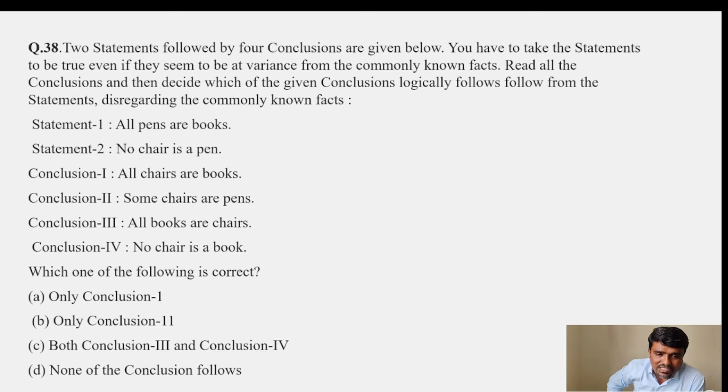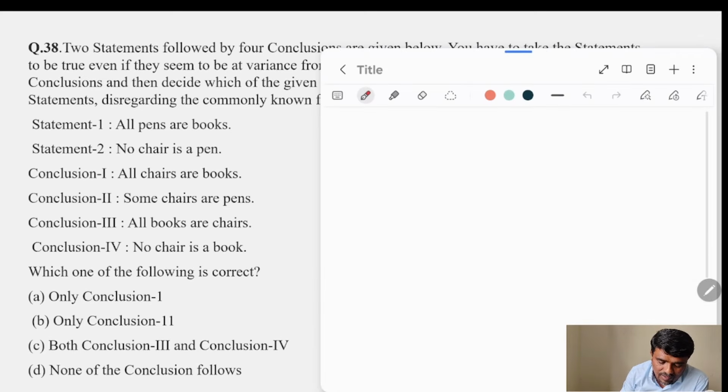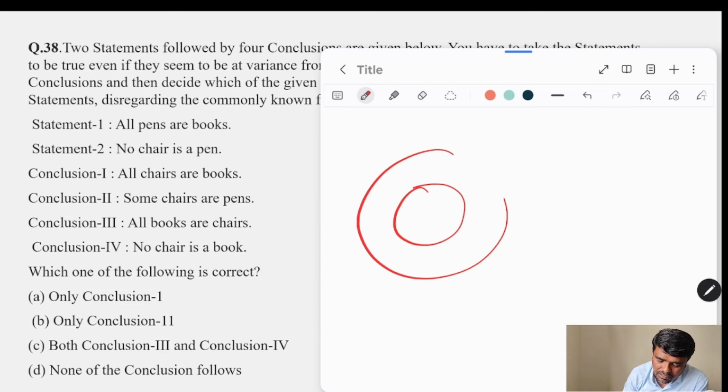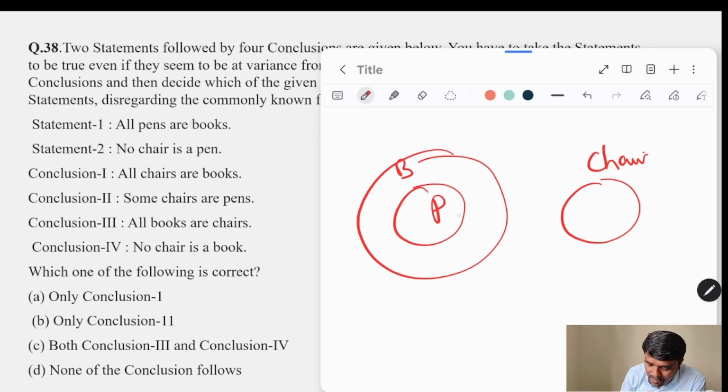Question number 38. Syllogism. Very interesting topic. If you know the syllogism topic, you know how to draw the Venn diagrams. All pens are books. So pens inside, books outside. No chair is a pen. That means pen and chair, there is no intersection portion. But I am not sure about the books circle. Okay. Conclusion 1. All chairs are books. Maybe, may not be.